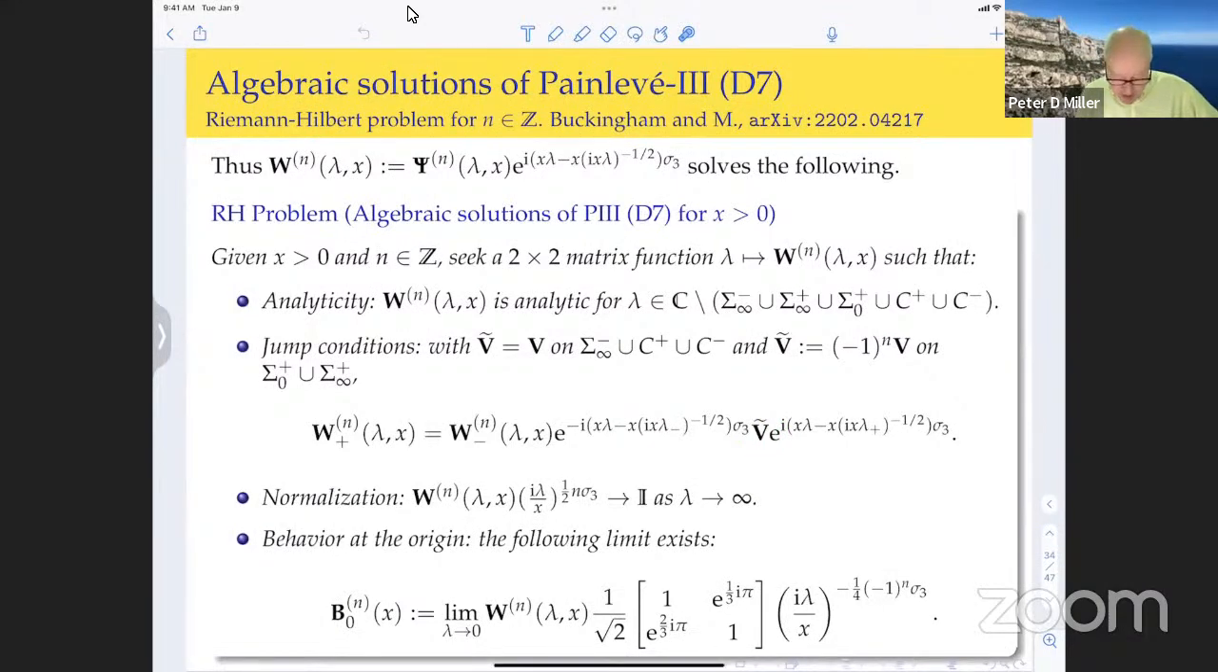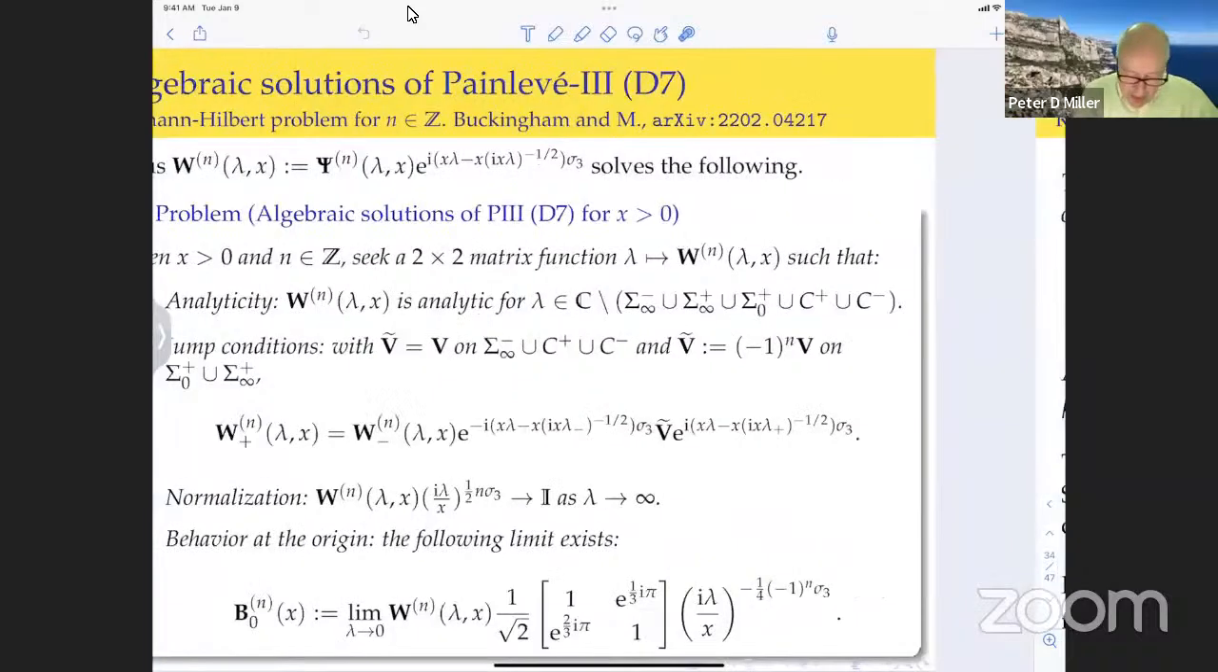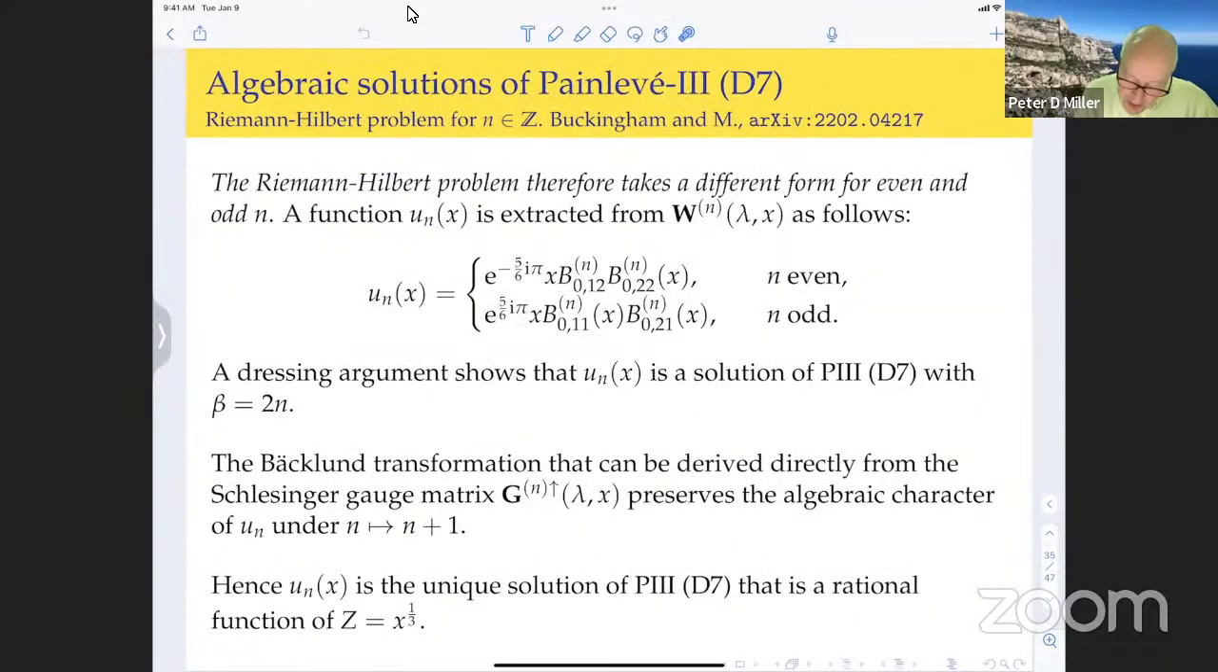And then we have just the conjugation by these exponential factors of V tilde for the jump relation. And then normalization, this is where it's kind of interesting. So as lambda goes to infinity, we pick up a factor here, I lambda over x to the 1/2 n sigma 3, like that. And then at the origin, what you'll notice is that the power flips back and forth. So -1 to the n is showing up on the right over here. Okay, so that's sort of an unusual Riemann-Hilbert representation.